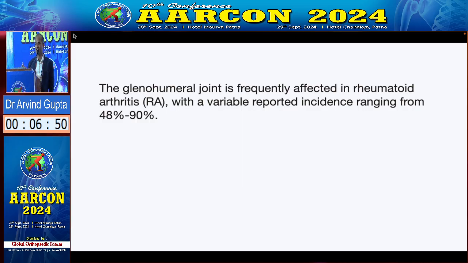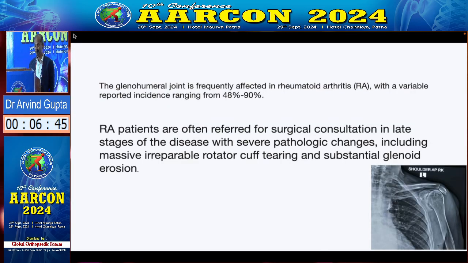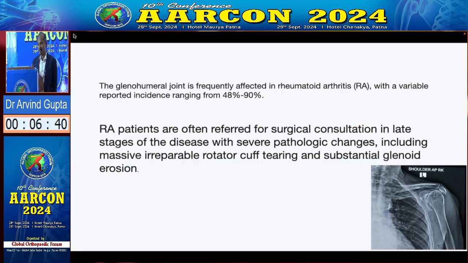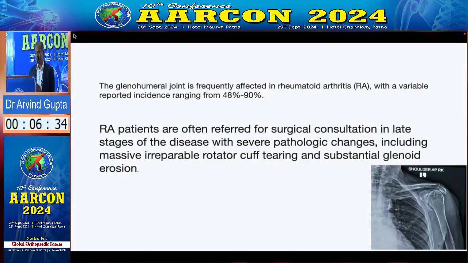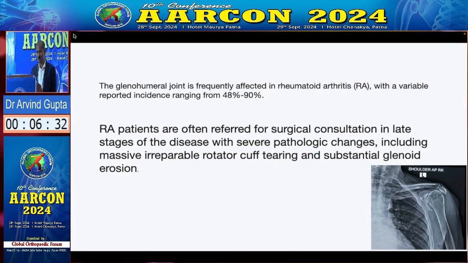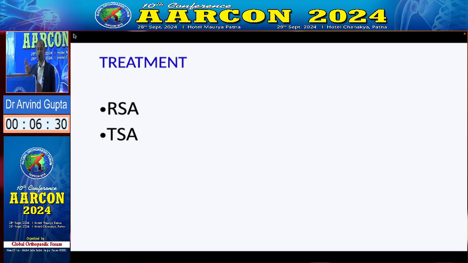But because of recent DMARDs and treatment, this incidence has reduced, but still it is one of the joints that gets involved. And of course, the other side of this disease is that it comes very late with severe pathological changes. So at this stage, most of the time you will have treatment options in the form of either total shoulder replacement or reverse shoulder replacement. Reverse shoulder replacement is the newer one.